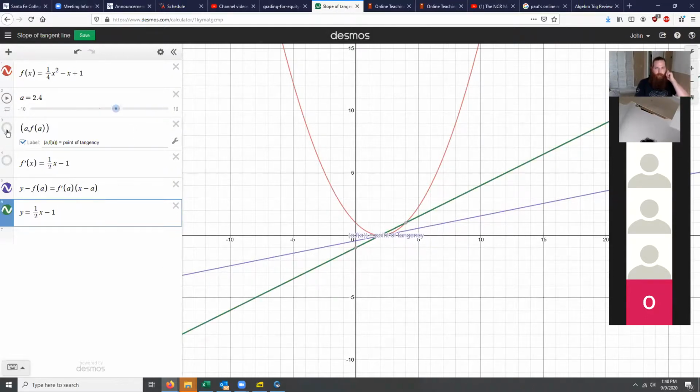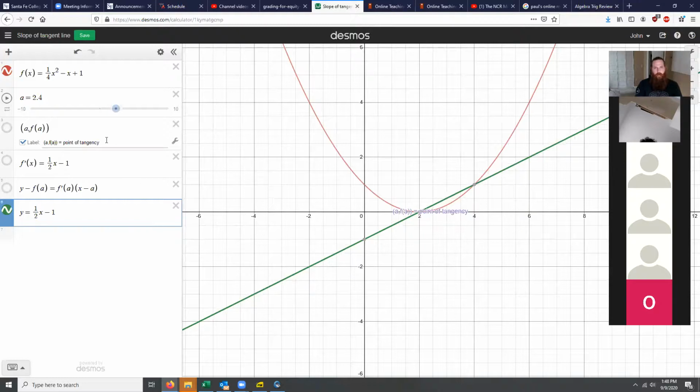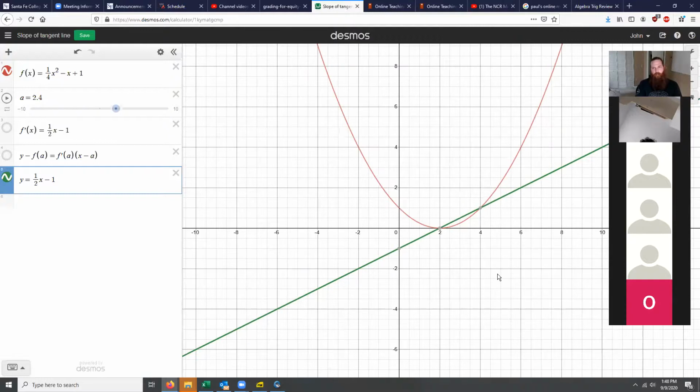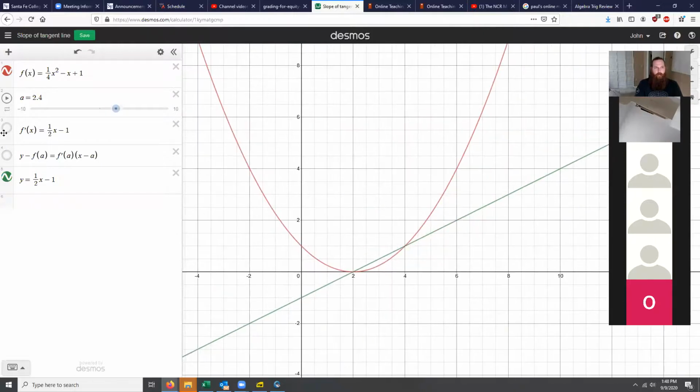Let me turn this off for a minute. The green guy here is the graph of all the slopes. You see, the green is zero where the slope on the red is horizontal. Over here, where the red has negative slope, the green is negative. Over here, where the red has positive slope, the green is positive. So we're starting to make those connections; it'll take time.